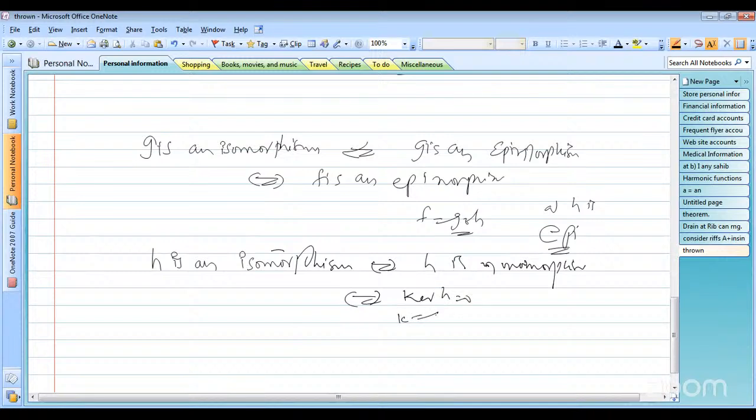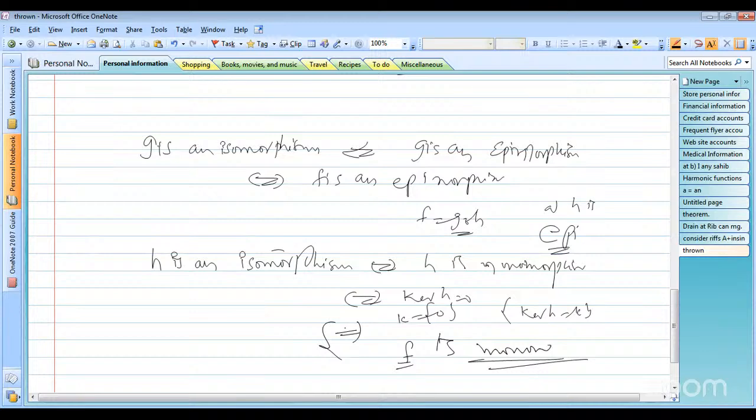So therefore K is equal to 0, since kernel H is equal to K. So the isomorphism, monomorphism condition is satisfied, kernel H is equal to 0. Therefore the condition is satisfied here. F is a monomorphism, we are taking that one.